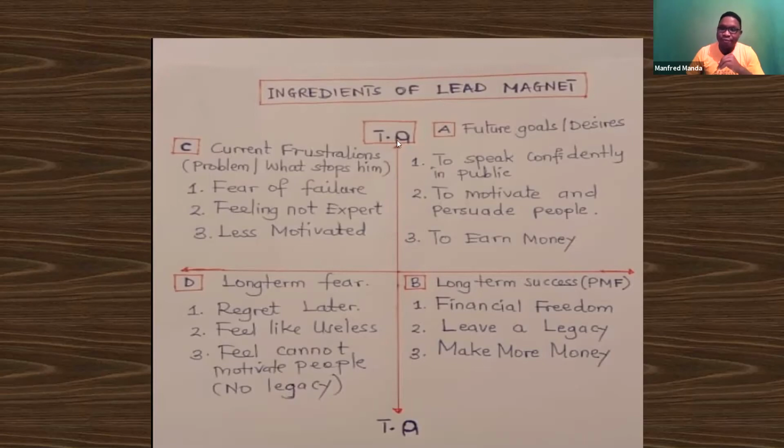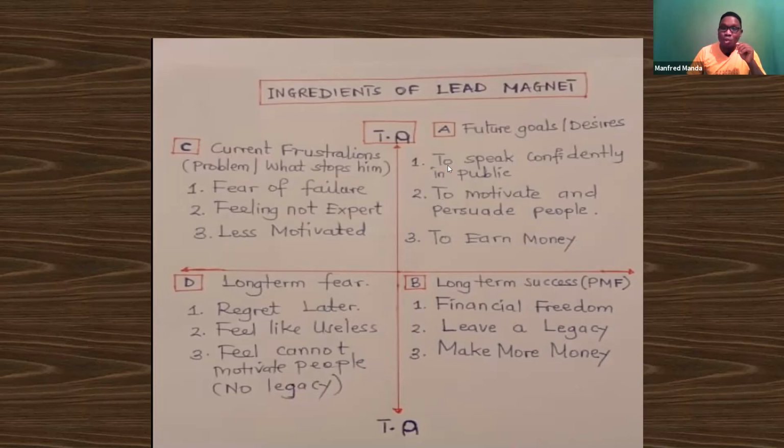Shortly, I have to find and target this. This is my target audience or my prospective customer. So here, you just have to get a paper and make 4 columns. We have A, B, C, and D. So we start in section A. You have to write 3 future goals or desires of your target audience. So in my case, desire one is to speak confidently in public.